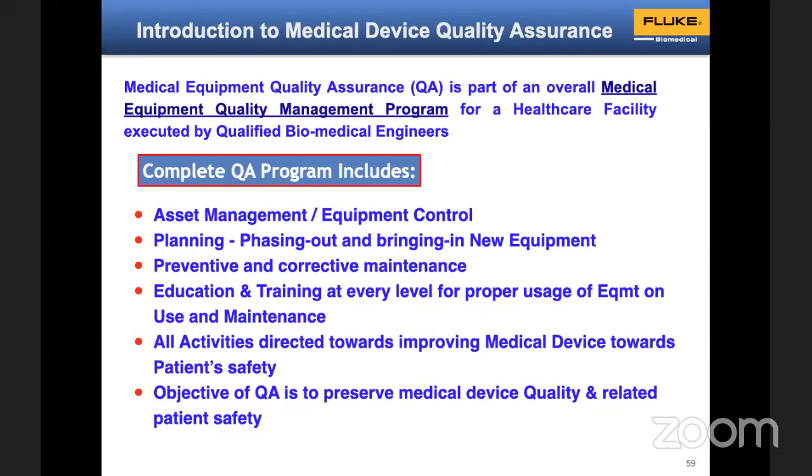asset. Each and every asset has an asset number. Asset management covers when the equipment is installed, what the warranty of the machine is, when the next preventive maintenance is going to be done on that asset, and how to control this asset.